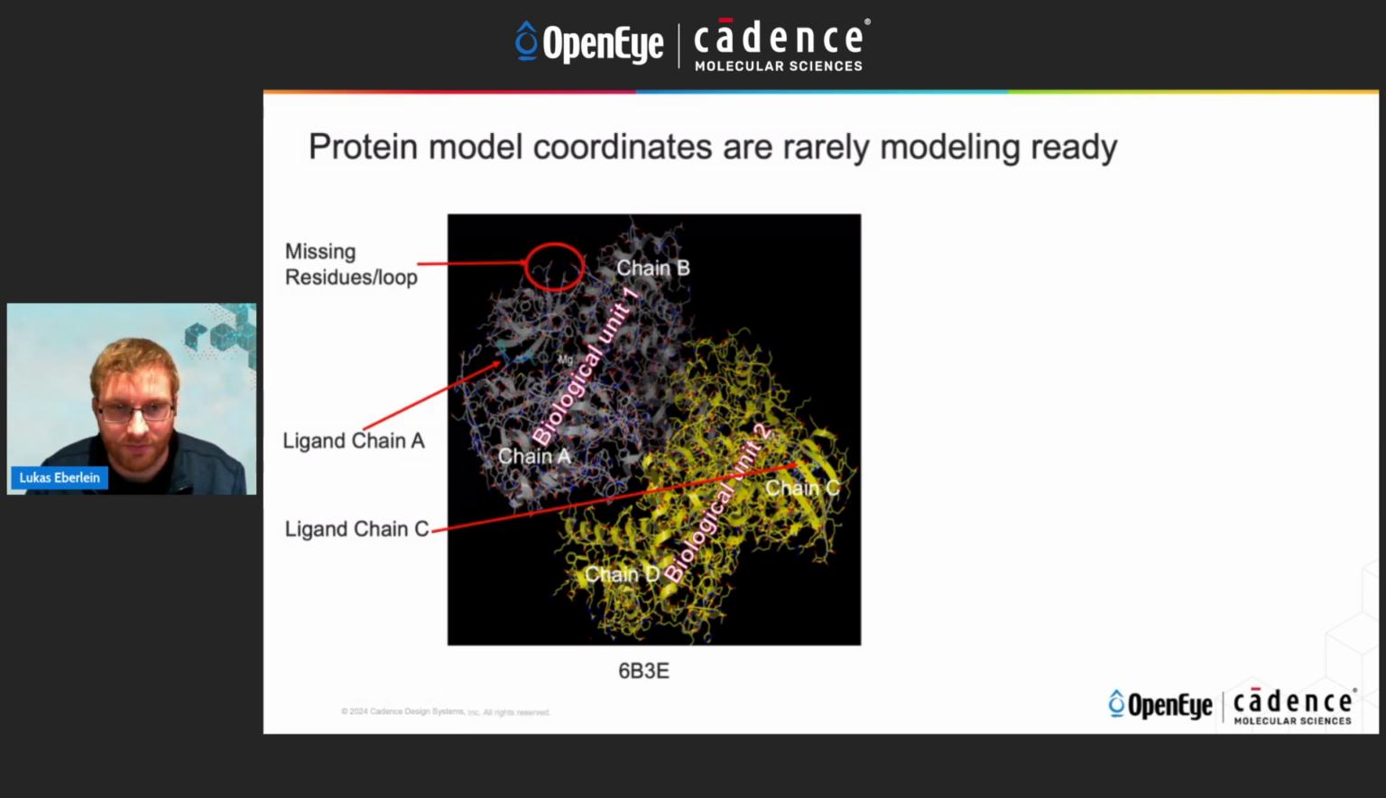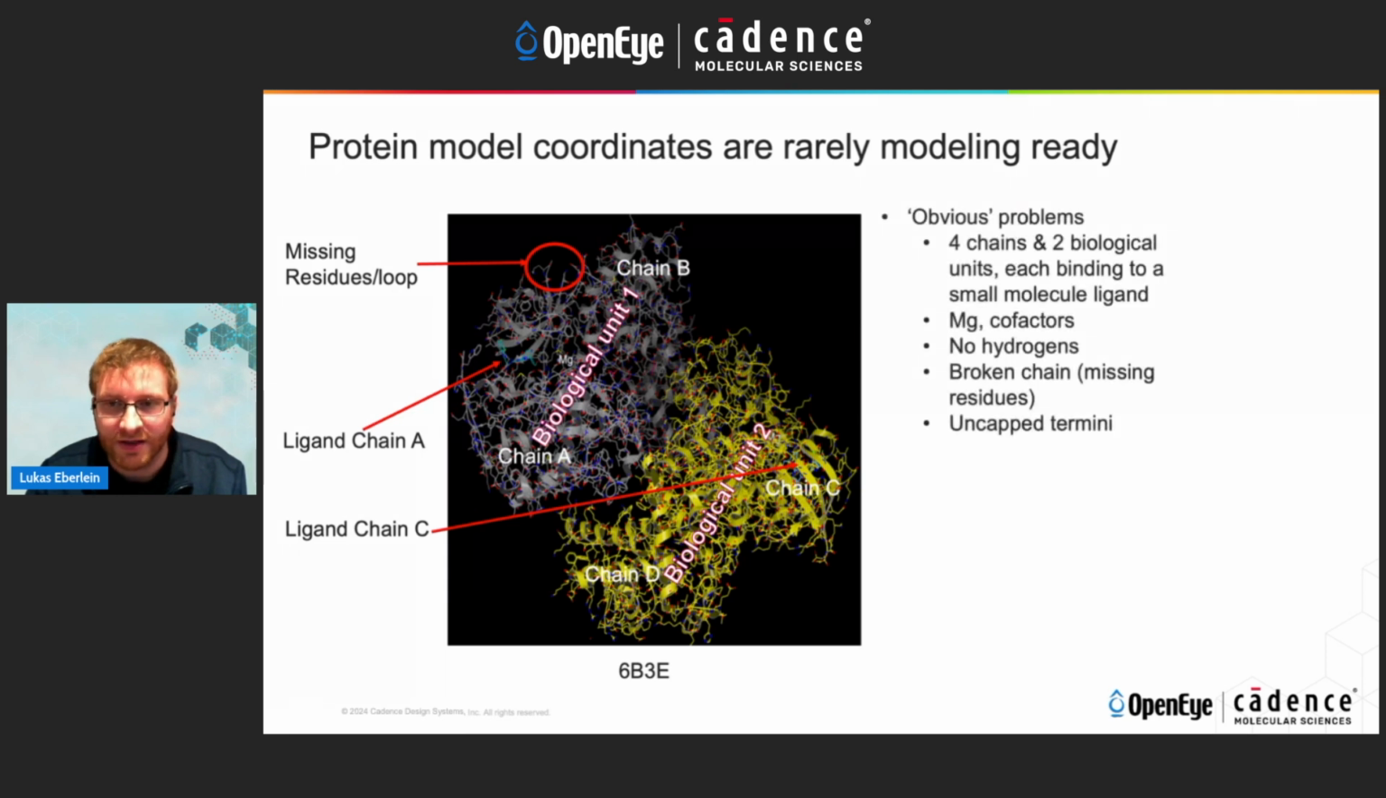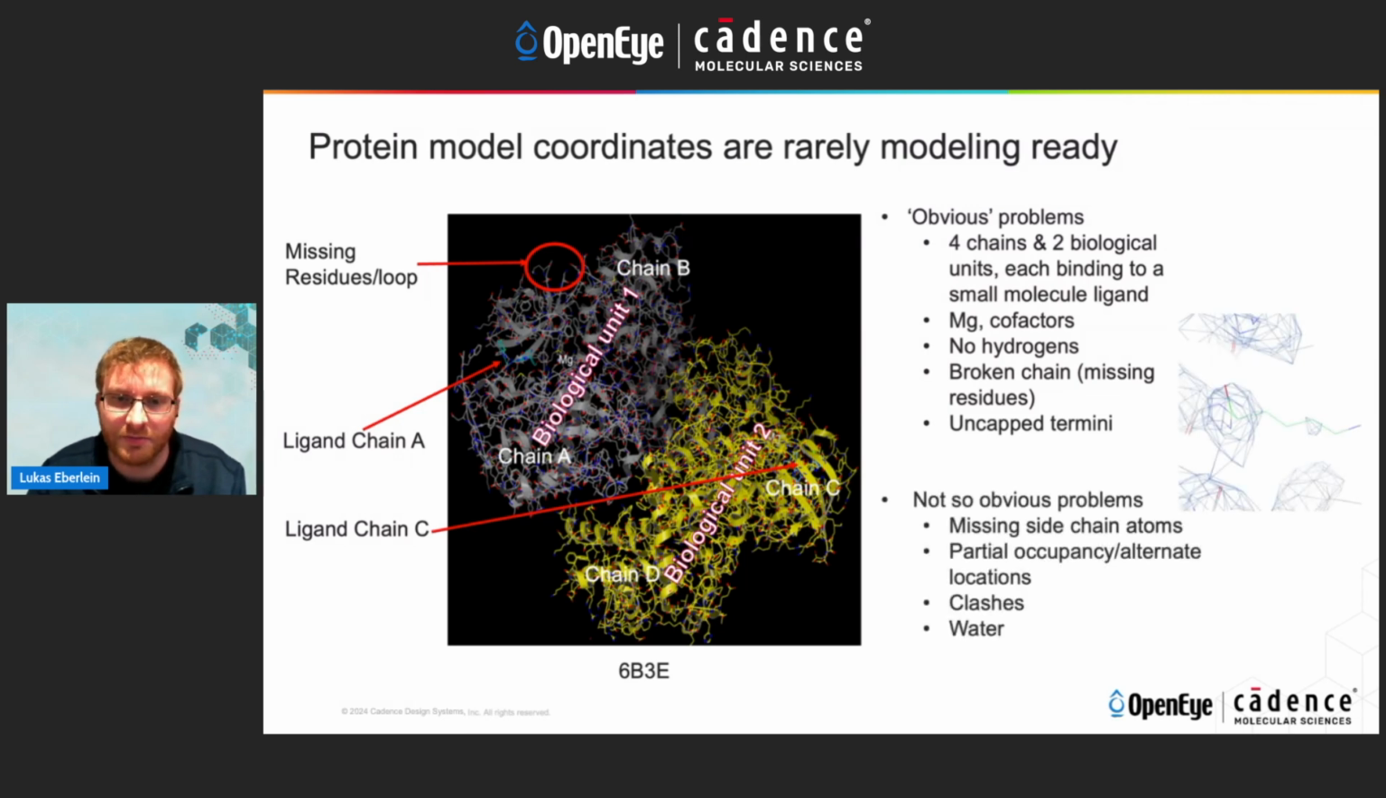There are broken caps. We can see some obvious problems with this structure. There are no hydrogens and we have uncapped termini. But there are also some problems that are hard to spot by just looking at the structure. Some missing atoms and side chains, sometimes alternate locations, clashing atoms, and some, but not all, waters. Unfortunately, this structure is not suitable for modeling with MD.